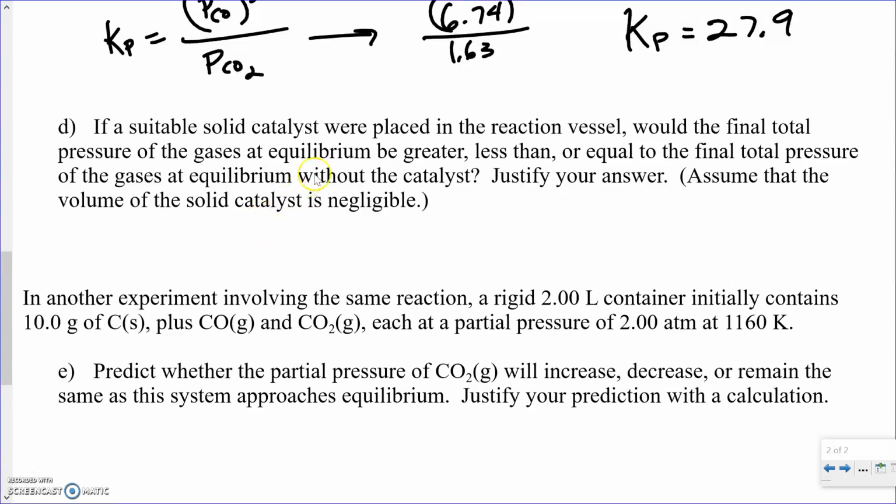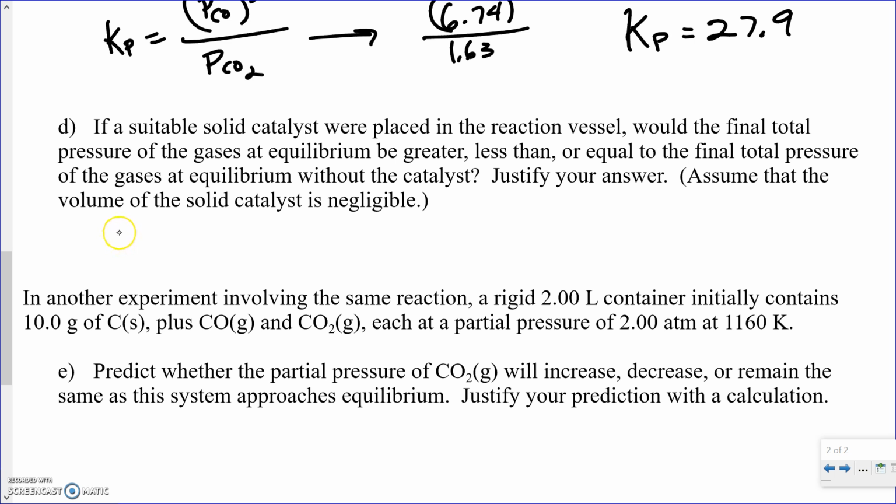But I feel like this is a question we can answer based off of what we know about Le Chatelier's already. If a suitable solid catalyst were placed in the reaction vessel, would the final pressure of the gases at equilibrium be greater, less than, or equal to the final pressure of the total gases at equilibrium without the catalyst? Justify your answer. Assume that the volume of the solid catalyst is negligible. So let's backtrack and talk about what a catalyst is. Let's see if we remember what a catalyst is way back from AP Bio.